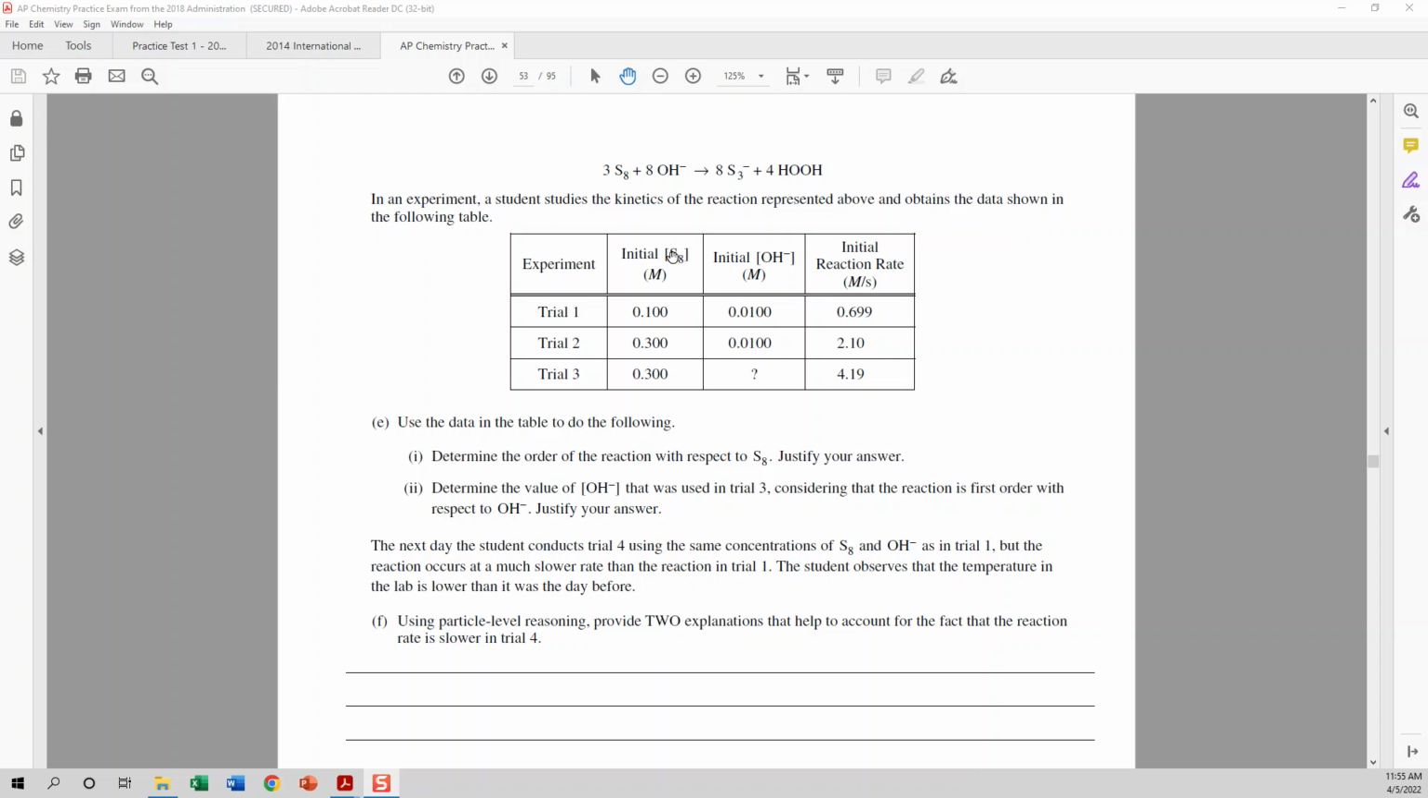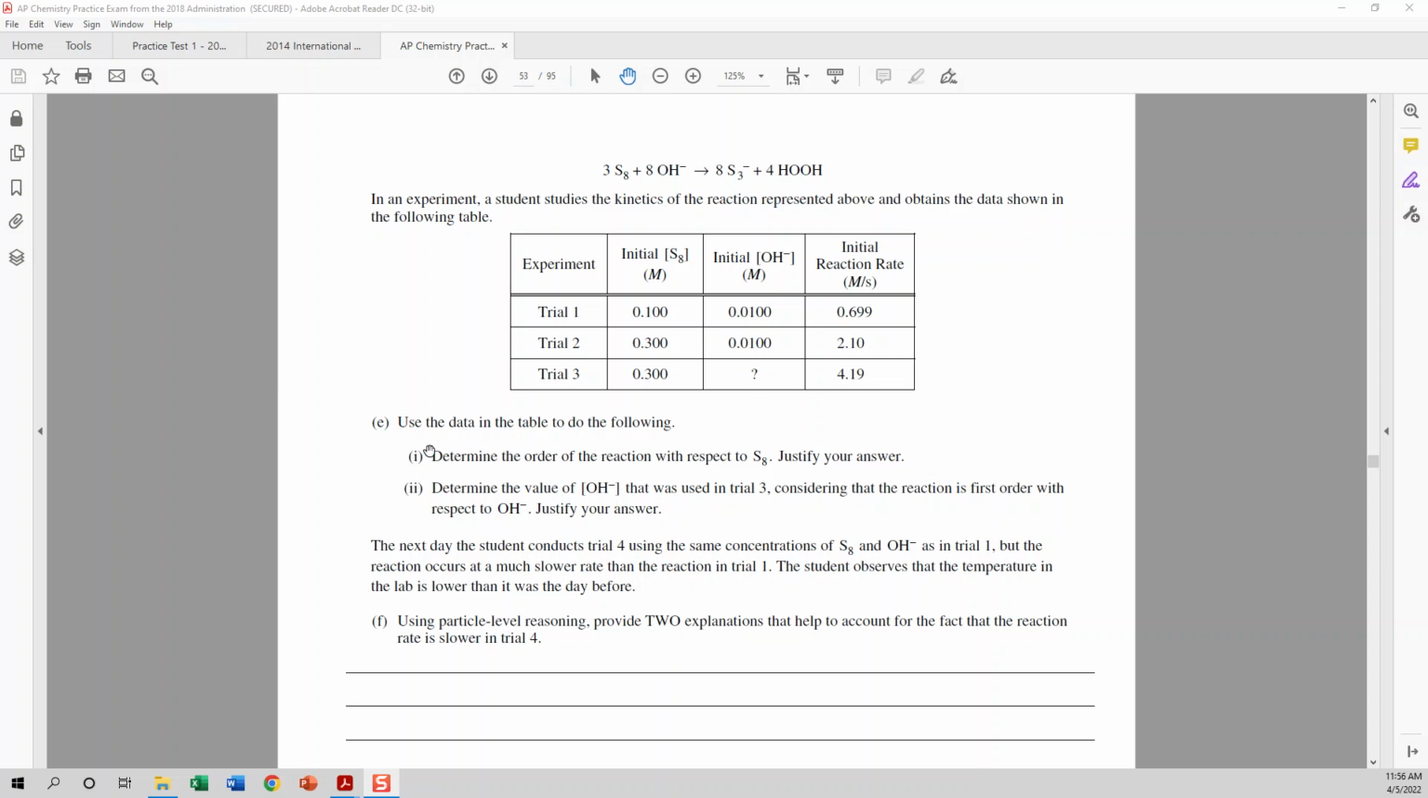All right. And then I guess here we have to know, we kept this concentration the same, and the rate doubled. So we have to know some information about the order of hydroxide to figure out what this concentration would be.